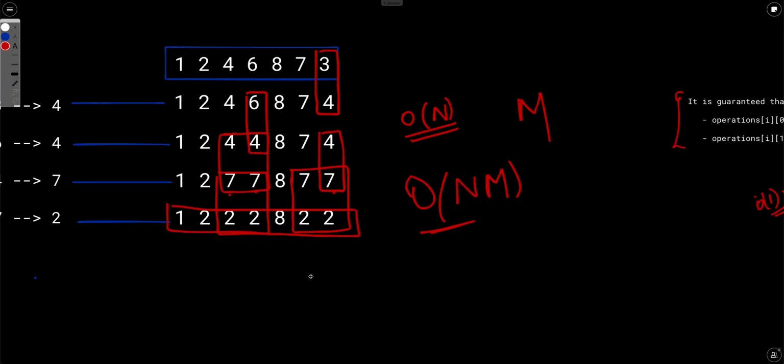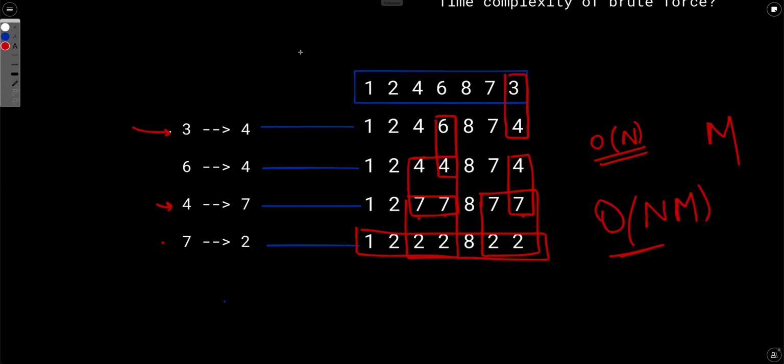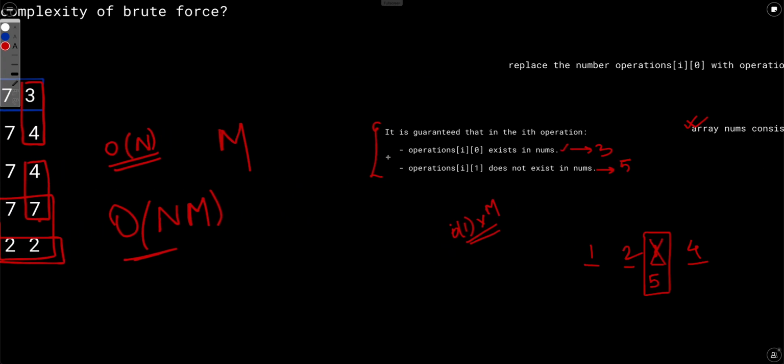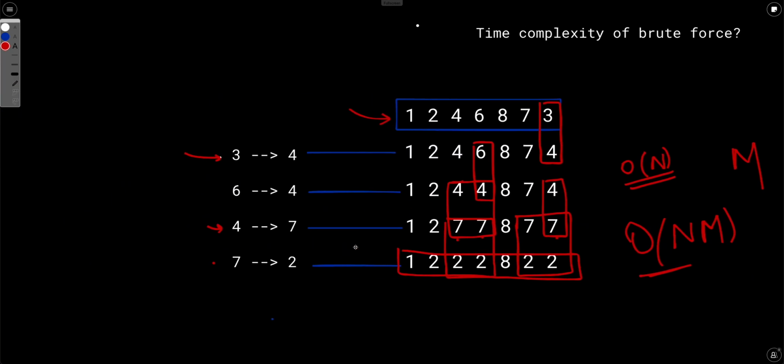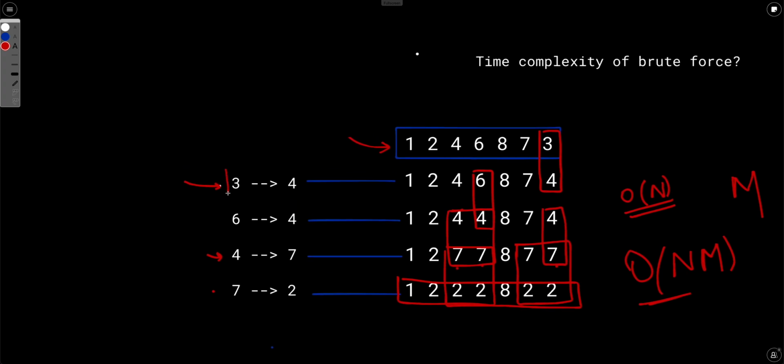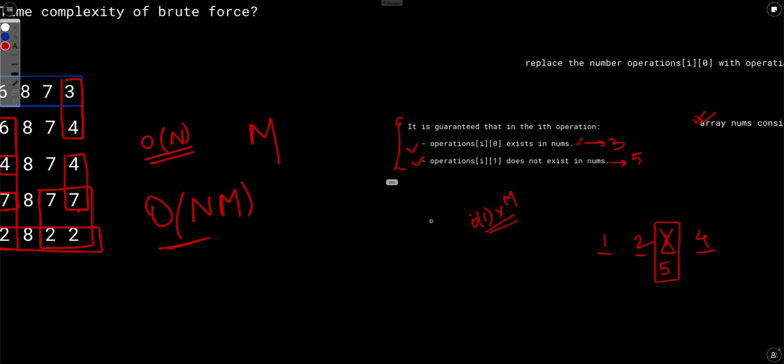So let's try to counter this with this example. Initially the elements in the array are distinct, so that condition holds true. Second, the next two conditions say that operation I0 will exist and operation I1 doesn't exist in the nums. Because of the second condition, we haven't followed it here. See, we are replacing 3 with 4, and 4 already exists in the array, right? This kind of operation will never come in the given problem.